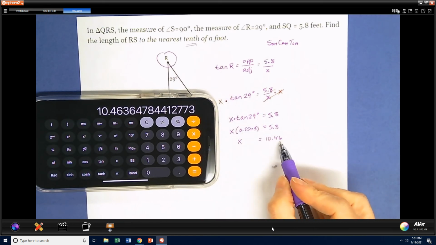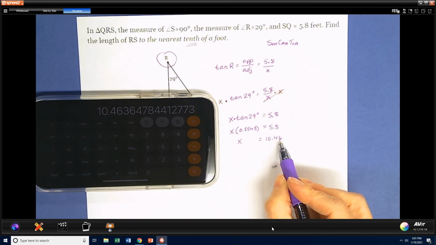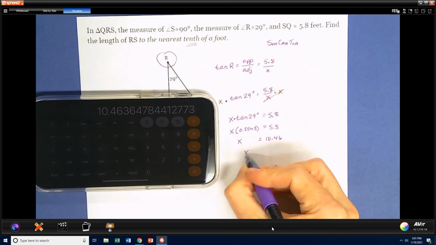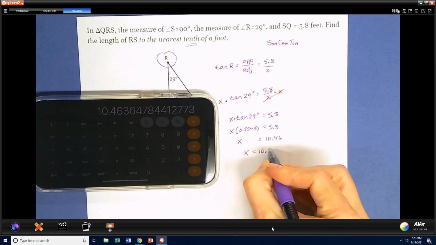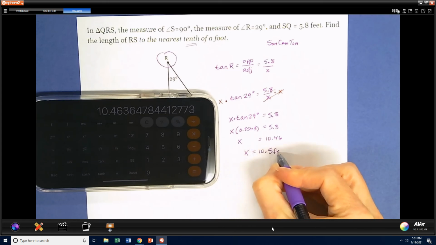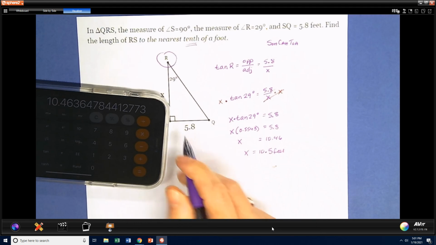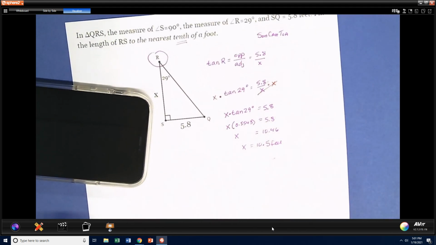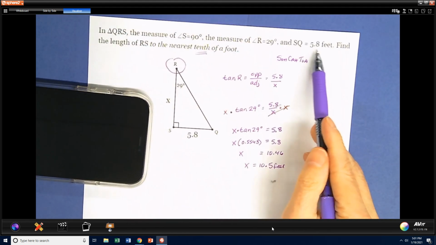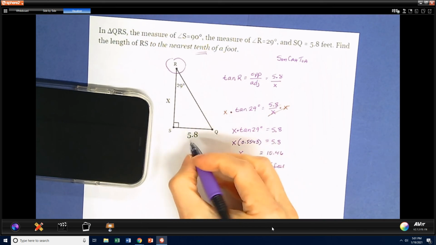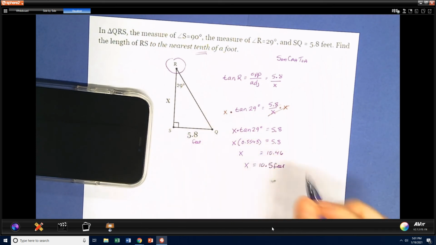I could round to that, but I want it rounded to the nearest tenth of a foot. This is the nearest hundredth, so the nearest tenth would be this decimal place. That means I need to round up because the ensuing decimal place is larger than 5. So my final answer is that x is going to be 10.5 feet, since I was given 5.8 feet here, that this was in feet. So here's our answer.